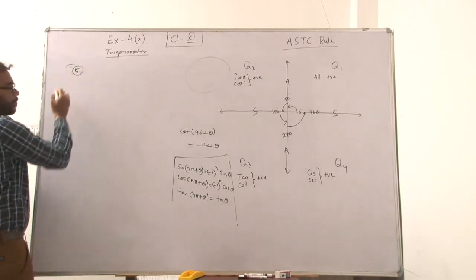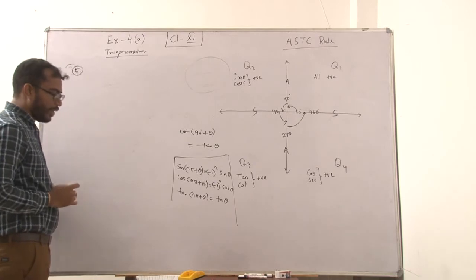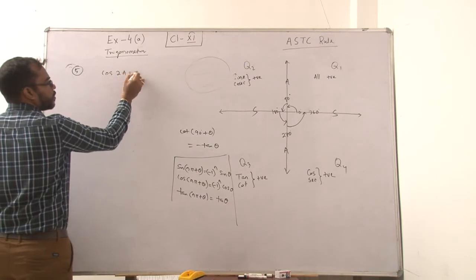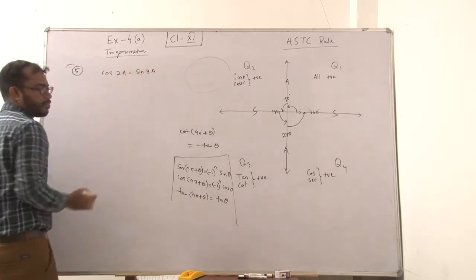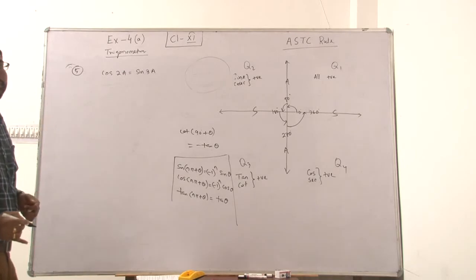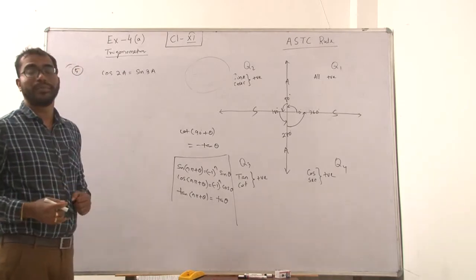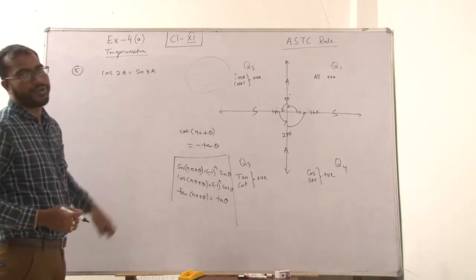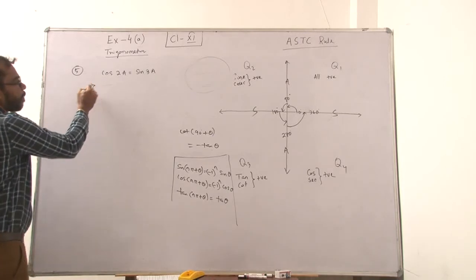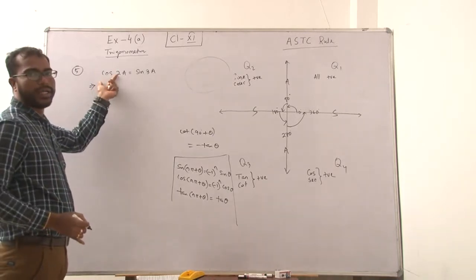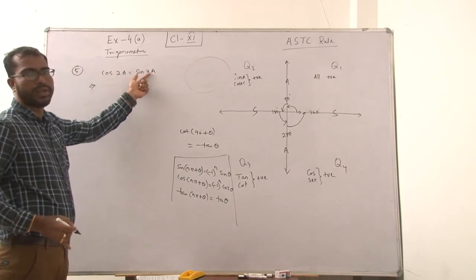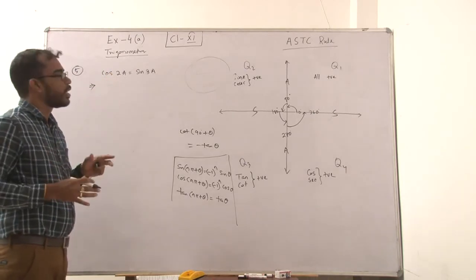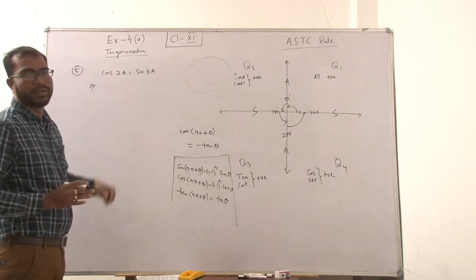And question number 5: find a value of A when cos 2A is equal to sin 3A. In this question we have to find the value of A. So how to evaluate the value of A? Here you can see the left portion is in the T ratio cos and the right portion is in terms of sine. So both are not the same. So you have to first take the same T ratio.